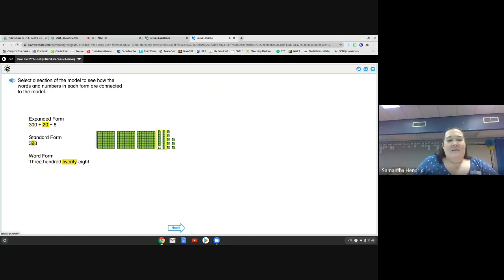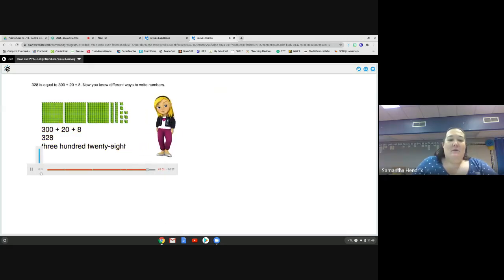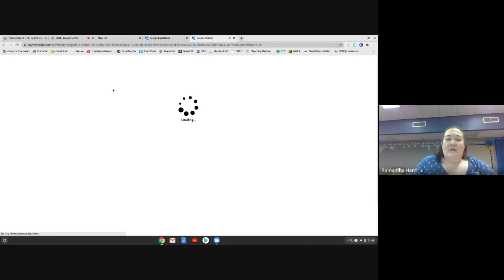20. Expanded form is the actual value, 20. Standard form is just the digit in that place value, a 2, and word form is the word twenty. 8. Same thing for 8. When we have 8 ones, it's just an 8, and then standard form is an 8, and then word form is the word eight. Okay? 328 is equal to 300 plus 20 plus 8. Now you know different ways to write numbers. Wonderful. Let's go look at our workbook.